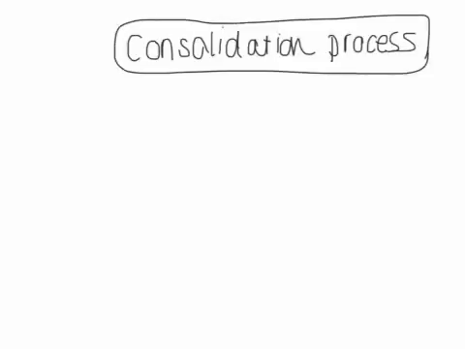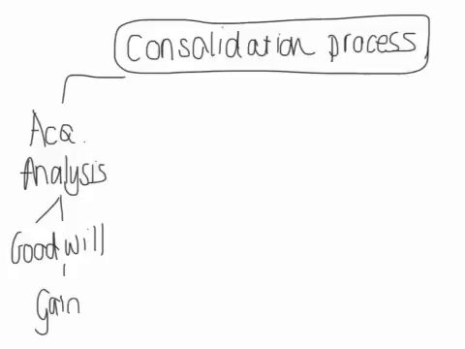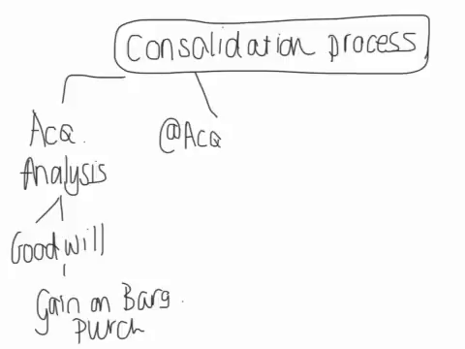So we start off the consolidation process by doing the acquisition analysis, the purpose of which is basically to see whether there's any goodwill acquired or whether there's a gain on a bargain purchase. Okay, so after we've done the acquisition analysis, we draw up two sets of adjustment entries relating to our at acquisition equity.